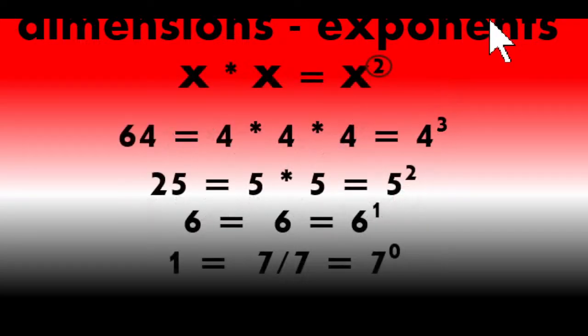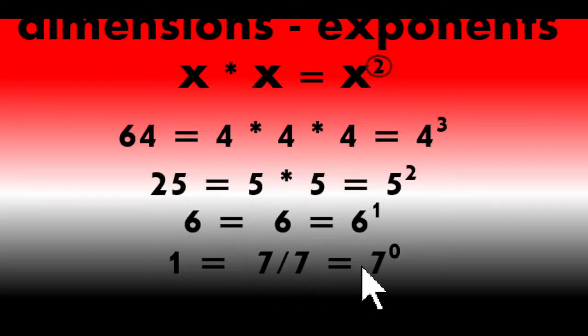Here are examples. Say 4 times 4 times 4. That would be 4 to the power 3, and that equals 64. 4 times 4 is 16, 4 times 16 is 64. Same thing here: if x is 5, then 5 to the second power is 5 times 5, which equals 25. If it's just to the power 1, you don't multiply by anything, it's just the number itself.